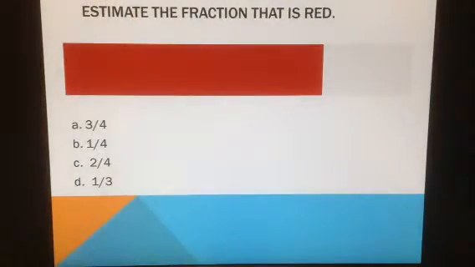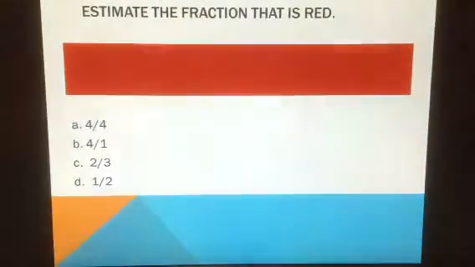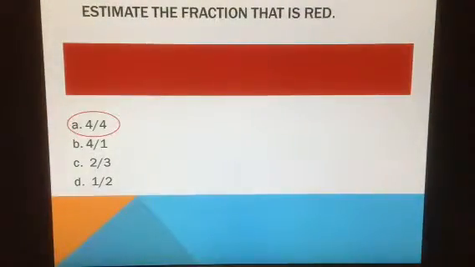Estimate the fraction here that's red. It looks like more than half. 3/4 is red. Ooh, I see all red, no gray. What would the fraction be? We know that 4/4 is another way of saying 1. We talked about in any fraction, when the top number is the same as the bottom number, it's equal to 1. 1 whole.